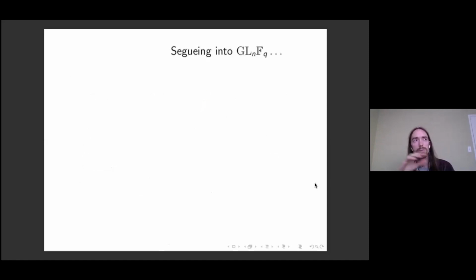Okay, so in order to segue into GL n F_q, we need to think about a couple of things, like what's an analog of an n cycle, what's an analog of cycle type, how could we define an analogous factorization enumeration?